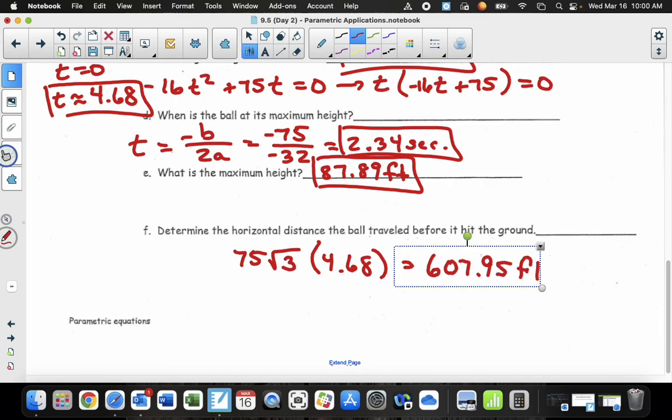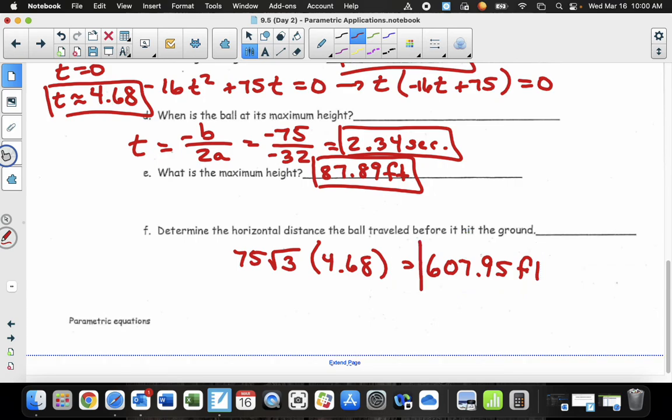So our 600 was just an approximation off the graph. There's the actual answer. This golf ball, unrealistically, was hit 608 feet.